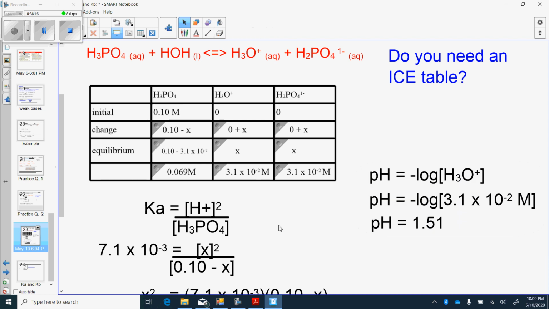Okay? Now that we have these, it's very quick to come up with your Ka. Sorry, we have our Ka. It's very quick to come up with your pH. We have the values here for our H3O positive, for our H plus. And so we plug that into our formula, and we get a pH of 1.51.